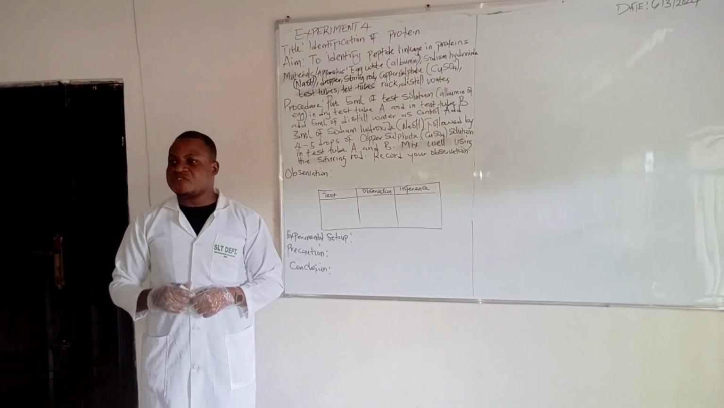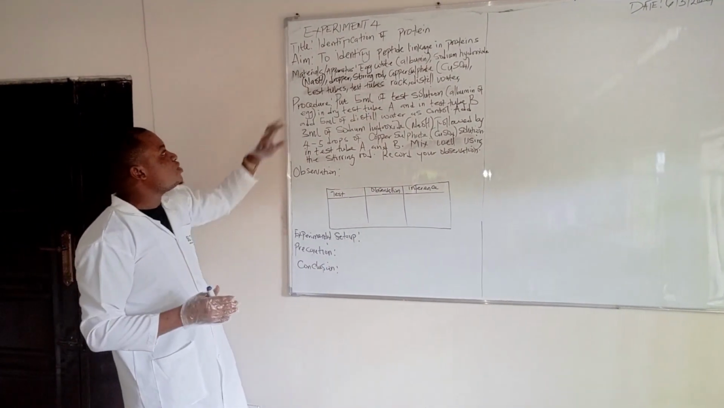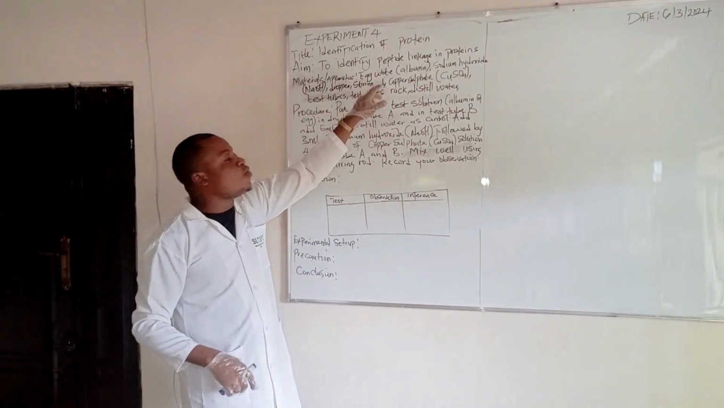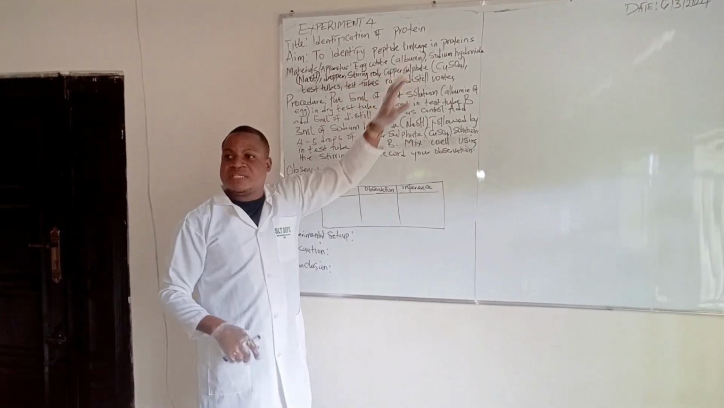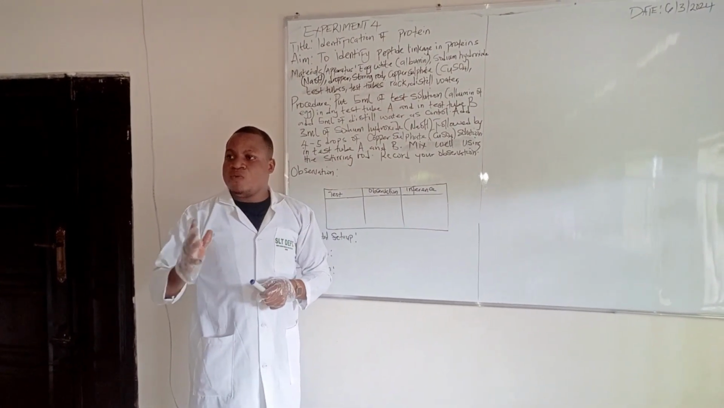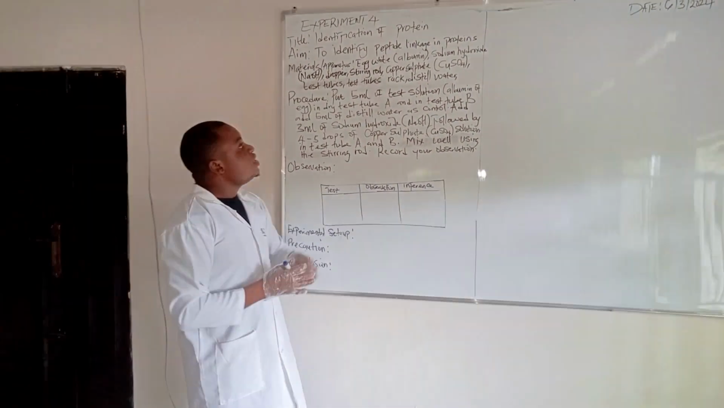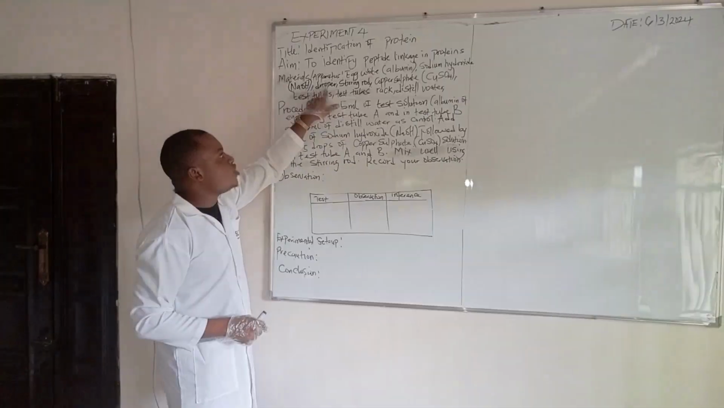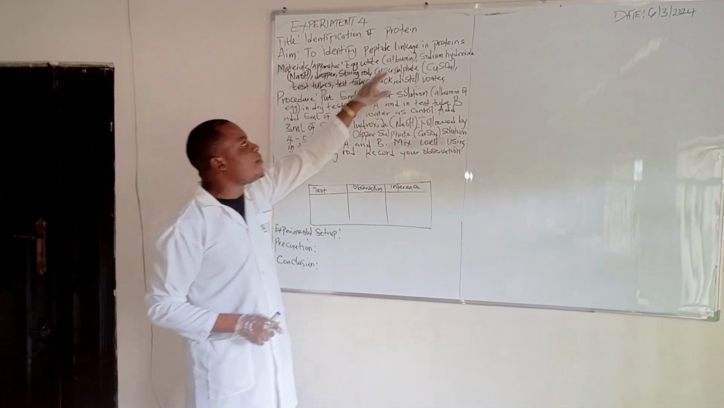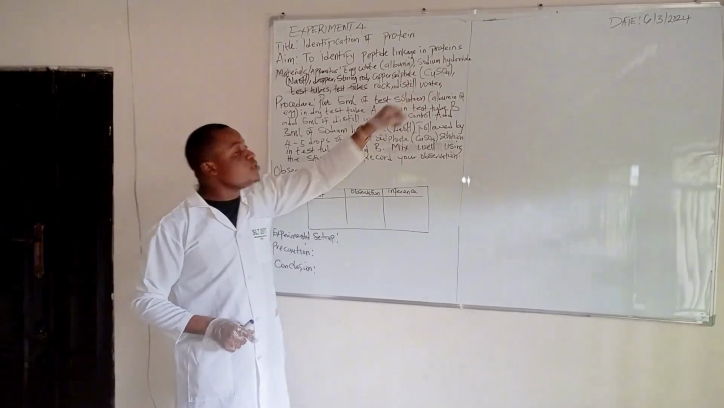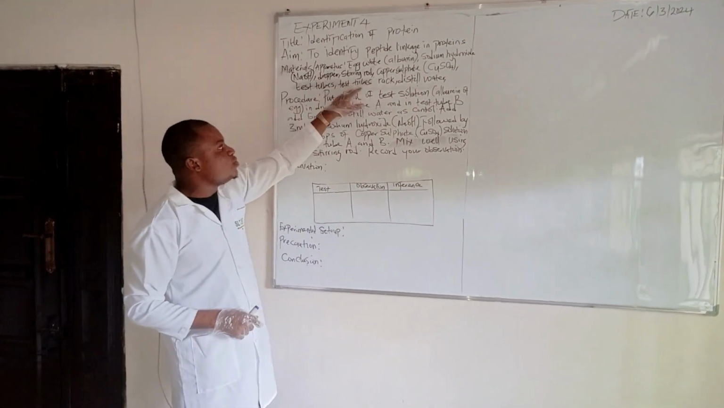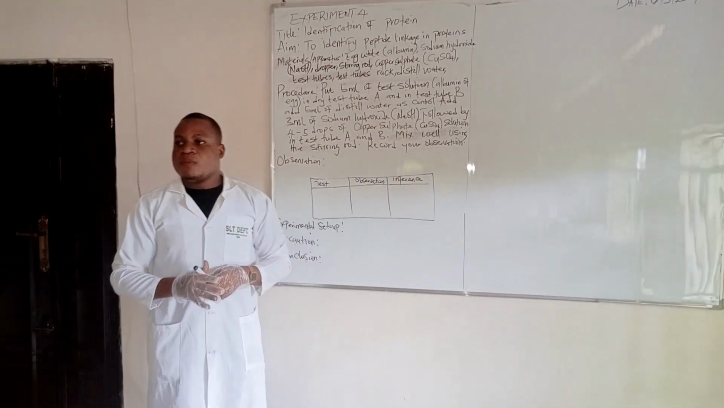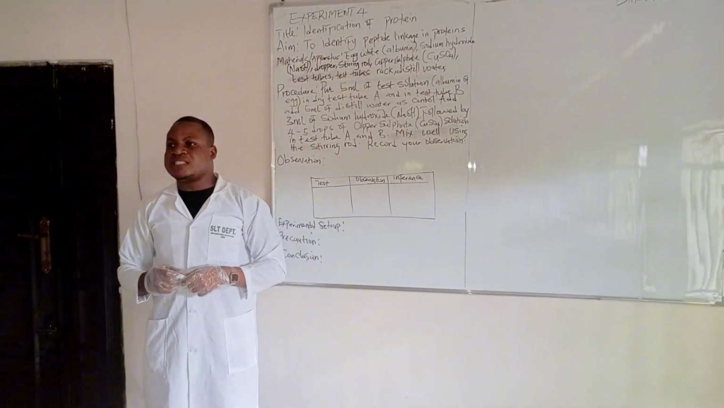Now we have some reagents. Let's look at the apparatus and the materials. From the board we have egg white. The egg white is called the albumin. Albumin is the white part of the egg when the yolk is removed. Now we have sodium hydroxide solution. We have dropper, we have sterile rod, we have copper sulfate solution, we have test tube racks, and we have distilled water.